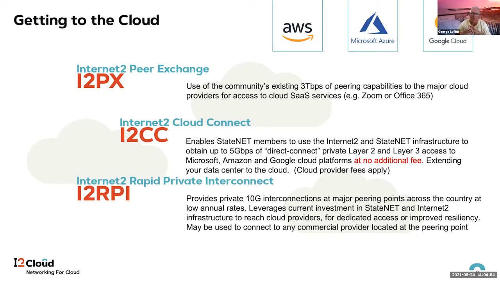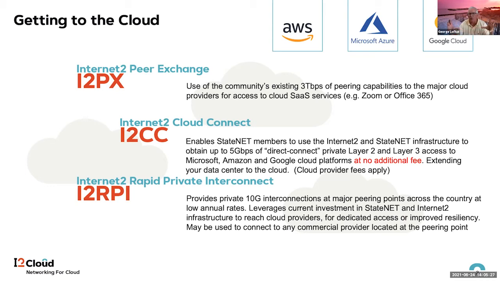The second service that we offer is Internet2 Cloud Connect, I2CC, which enables StateNet members, again, to use Internet2 and the state network to obtain connectivity in a dedicated fashion to the cloud providers, the big 3. So you can connect it up to 5 gigabits. It comes in 1 gig, 2 gig, and 5 gig sizes for direct connect, private layer 2 or 3 access. And this goes to the direct connect solutions offered by Microsoft, which is their Express Route, right? Amazon's Direct Connect, and Google Cloud Platform's Direct Interconnect. Again, up to 5 gig is at no additional fee.